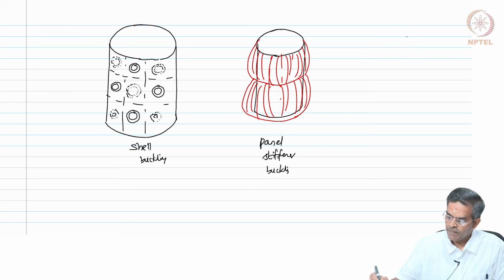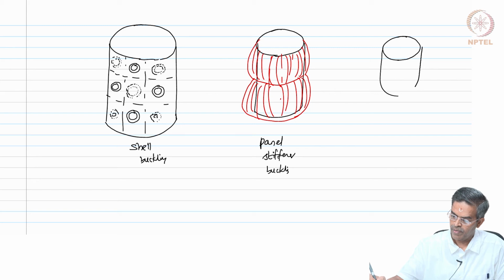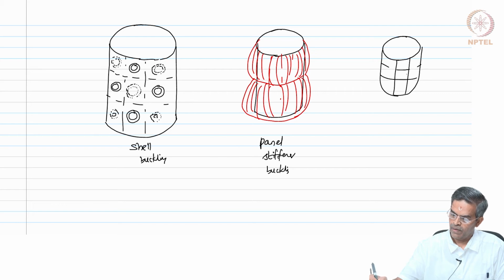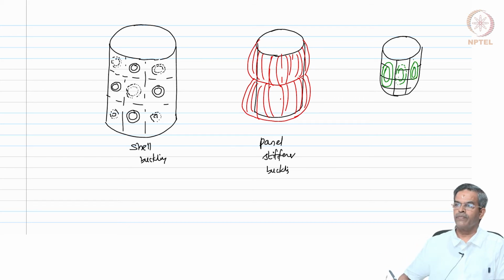Panel ring buckling is a different phenomenon which occurs in this form. Again there will be alternate tension and compression, indentation and outward bulging. So, this will be panel ring buckling.